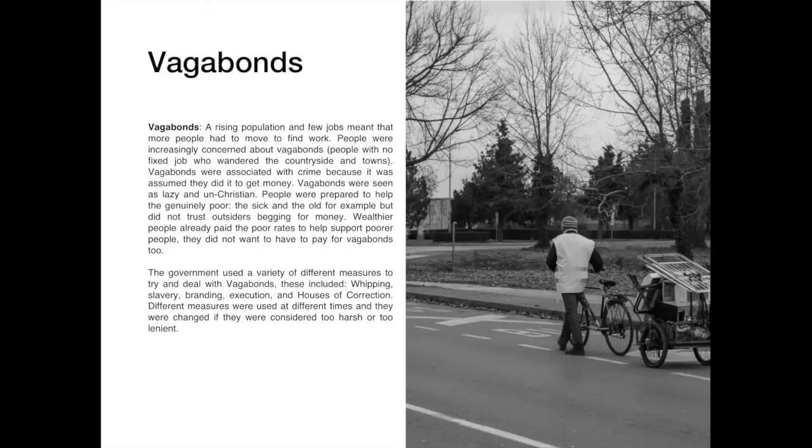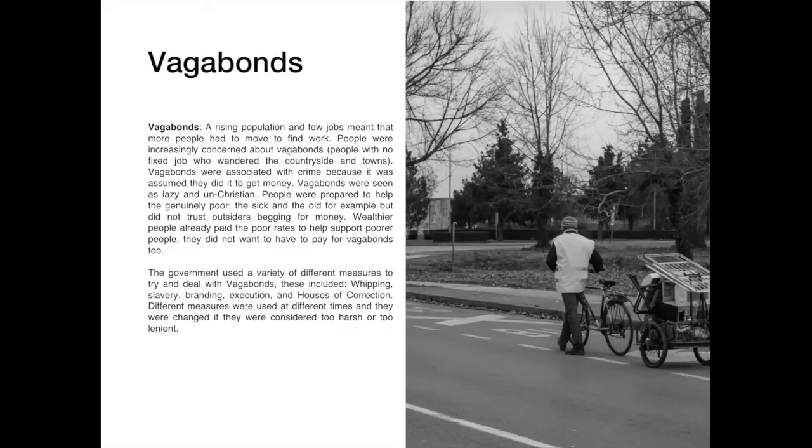People were prepared to help the genuinely poor, the sick and the old, for example, but did not trust outsiders begging for money. Wealthier people already paid the poor rates to help support poorer people. They did not want to have to pay for vagabonds as well.